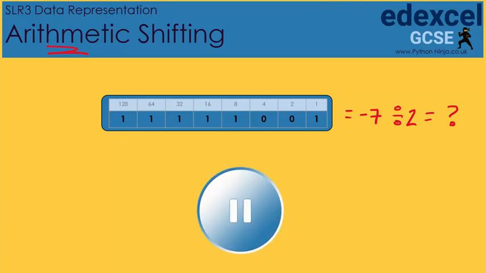So let's pause the video, and shift once to the right to work out what this binary number is. You have to use arithmetic shifting and show your working. Have a go and we'll go through it in a sec.